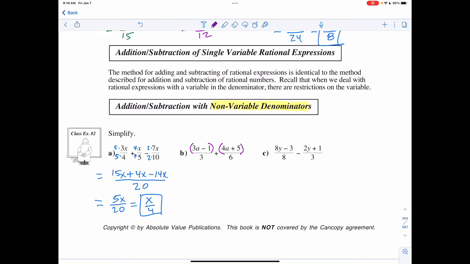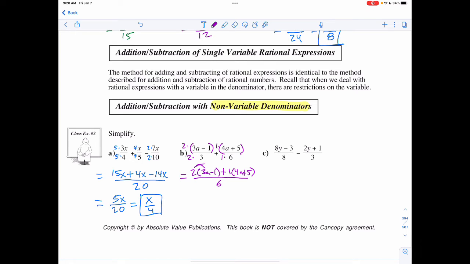So when I look for a common factor, or lowest common denominator, between 3 and 6, it's going to be 6. So I'm going to multiply the first fraction by 2, and the second fraction is going to stay the same. I'm just going to actually multiply it by 1. It's not going to change. Which means that now what I have is 2 (3a minus 1) plus 1 (4a plus 5), and that's all going to be over 6.